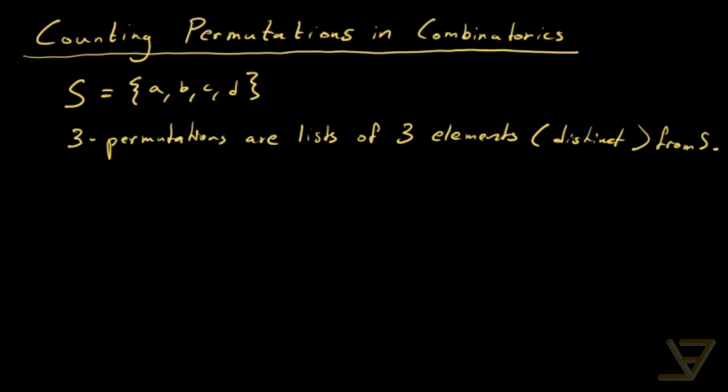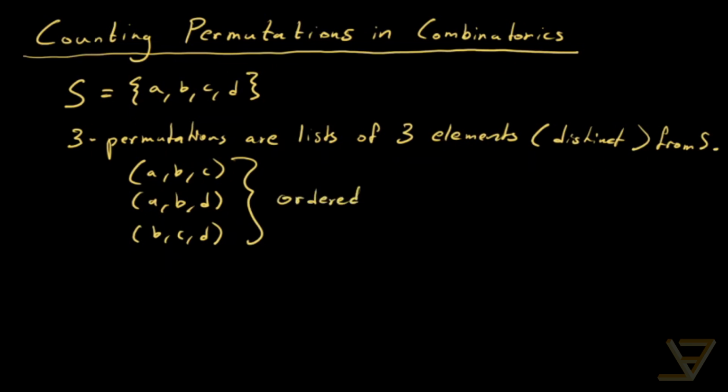For example, we have the list A, B, C. We have A, B, D. We can also have B, C, D. But the whole point is that they're ordered, and you are not going to be repeating elements from the original set. No repeats. There is a version that allows for repeats, but we're not focusing on that right now. We're just looking at ways of permuting a subset of the elements of the set.